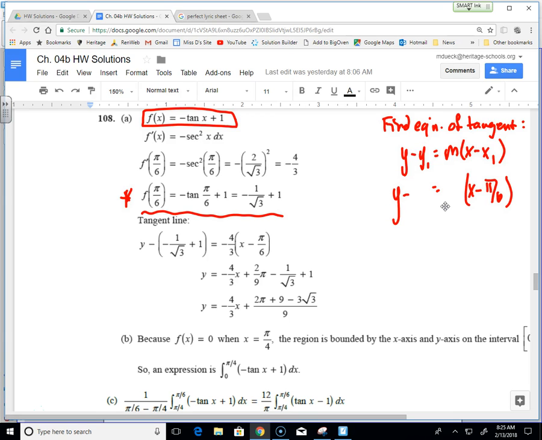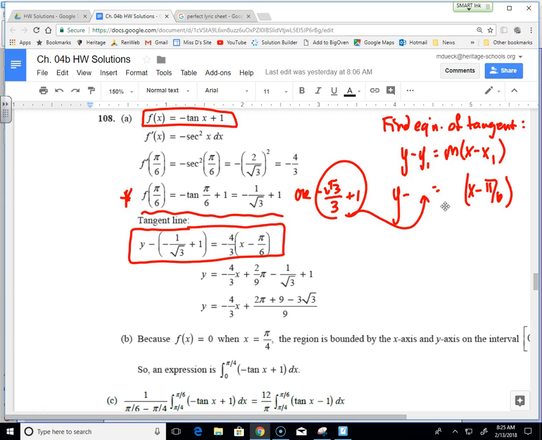So when they went ahead and plugged in, they left it in the non-rationalized sense. You could have also done negative square root of 3 over 3 plus 1. Either way, you got to plug something into that y1 spot, which they did. Nice thing is, guys, this was a long answer. You could have stopped right there. You didn't have to simplify it all.